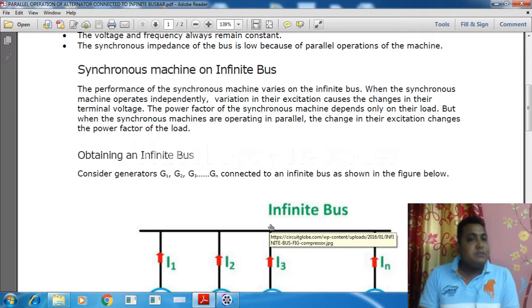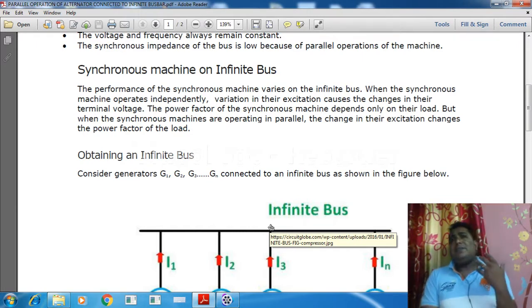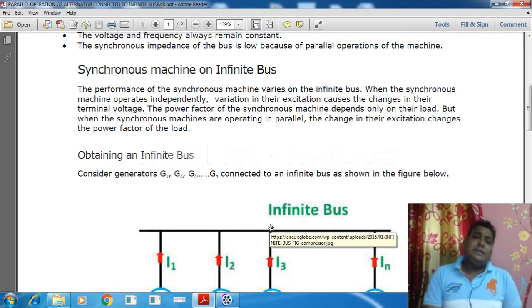When the synchronous machine operates independently, variation in its excitation causes a change in its terminal voltage. Obviously, if the field current is changing, then definitely the field flux will change. If the field flux is changing, the flux cutting in the armature winding will change, and then the EMF generated inside will change, and if it is changing, then the terminal voltage is definitely changing.